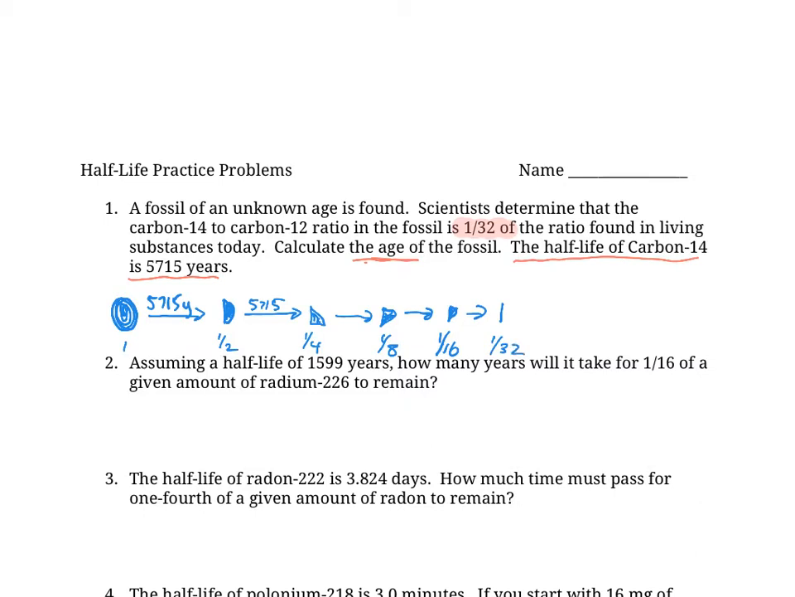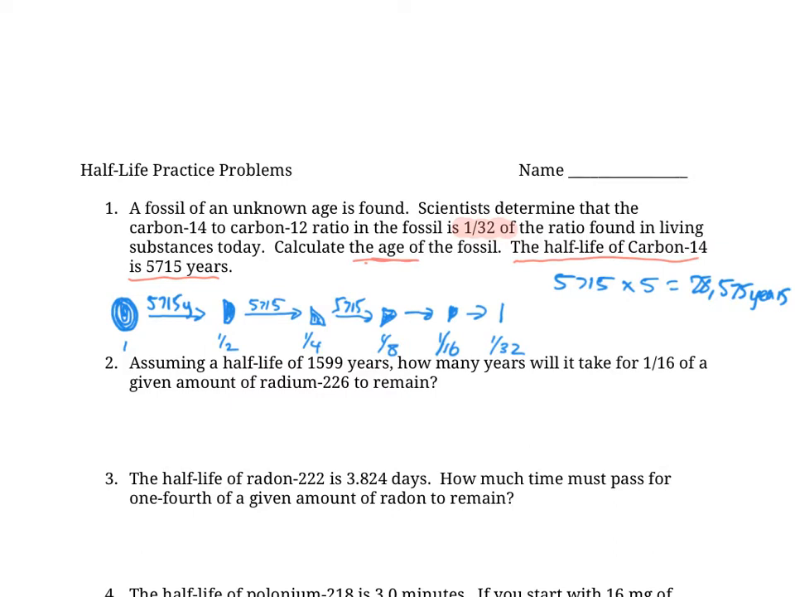So what I can do now is, by drawing this, I could just add these up. 5,715 plus 5,715, add everywhere there's an arrow. Remember, every arrow is another 5,715 years. Another way I could do that very easily is I could take 5,715, multiply it by how many arrows there are, which would be 5, and I would end up with my answer, which is 28,575. Make sure you have a unit, years. So that's one way of going about this problem.